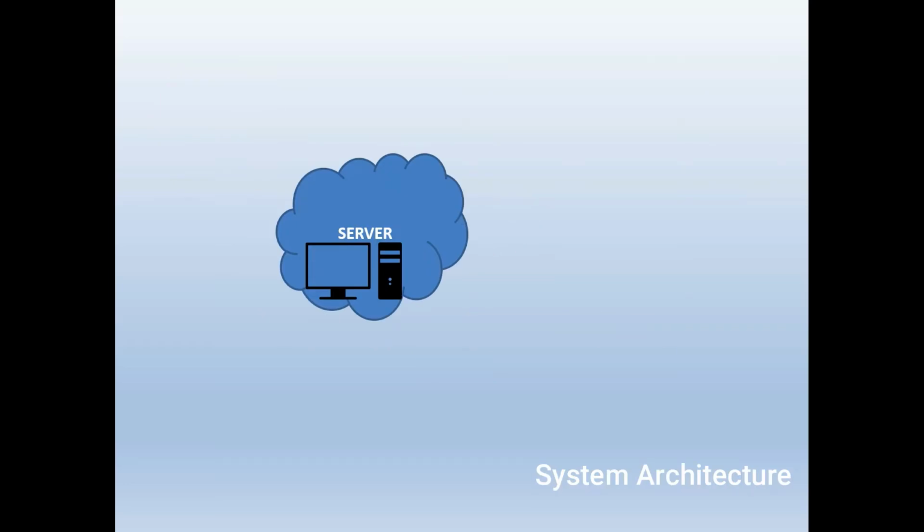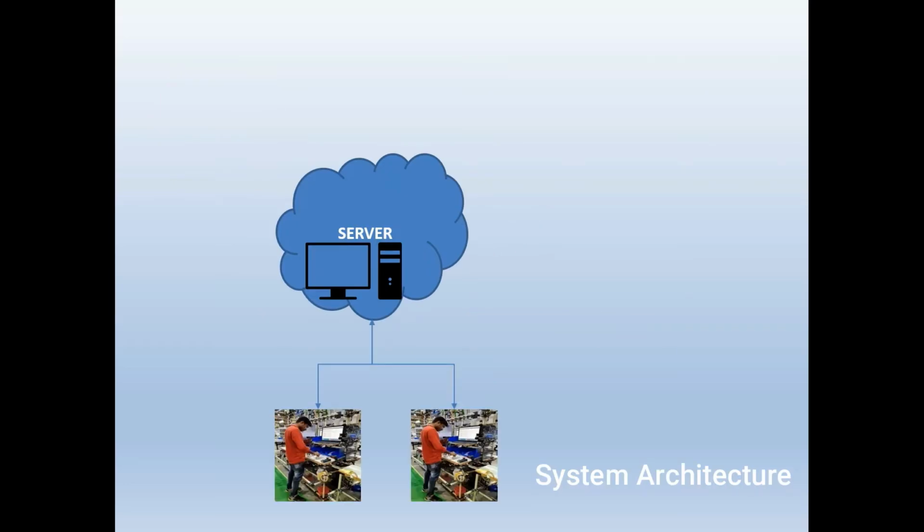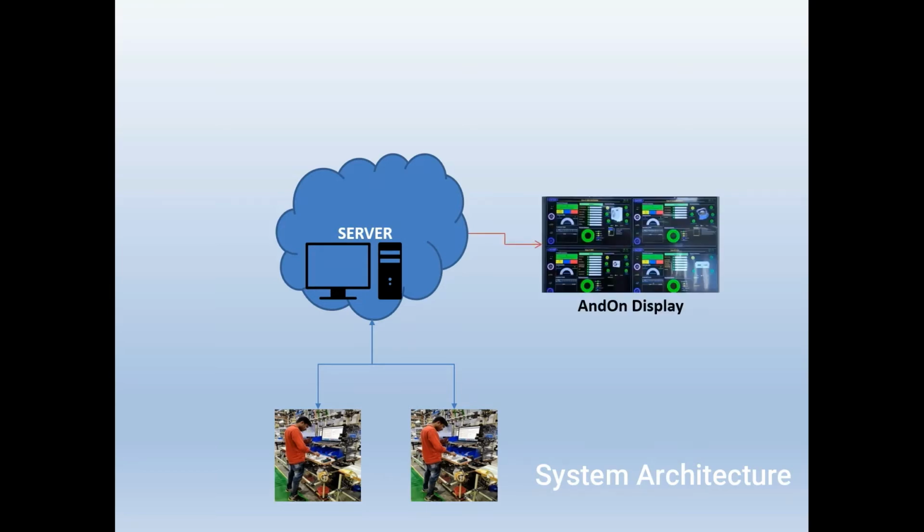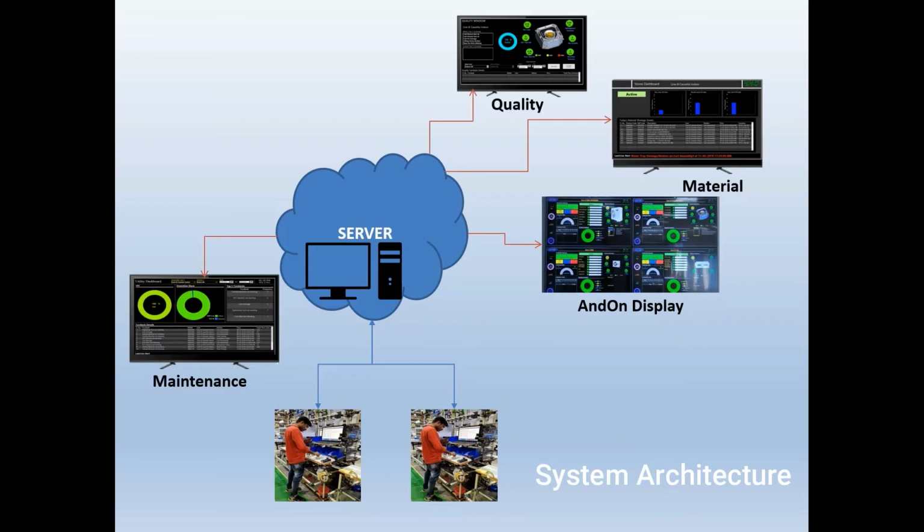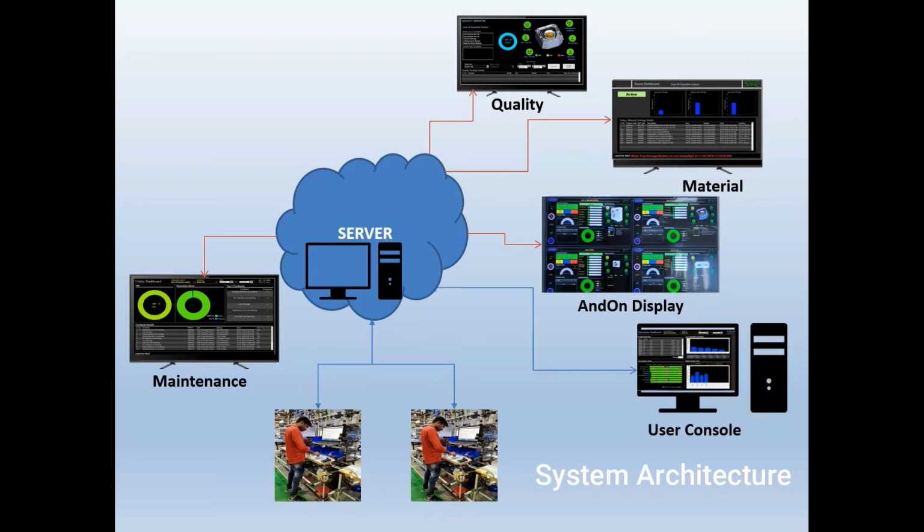OIDS is a client-server-based architecture. Stations on the production line are connected to the server with two-way communication and a display depicting the performance of the line. Departmental dashboards track the issues occurring on the lines. User console for remote monitoring. And built-in functionality of reporting and notification.